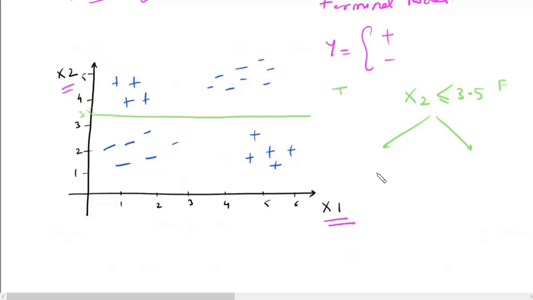Now what if it is true? If it is true, it represents this portion. So x2 less than 3.5 represents this portion. Now this portion has both pluses and minuses, so we cannot write a plus or a minus yet because we haven't come to a conclusion. So what we would do is we will go for an additional split.